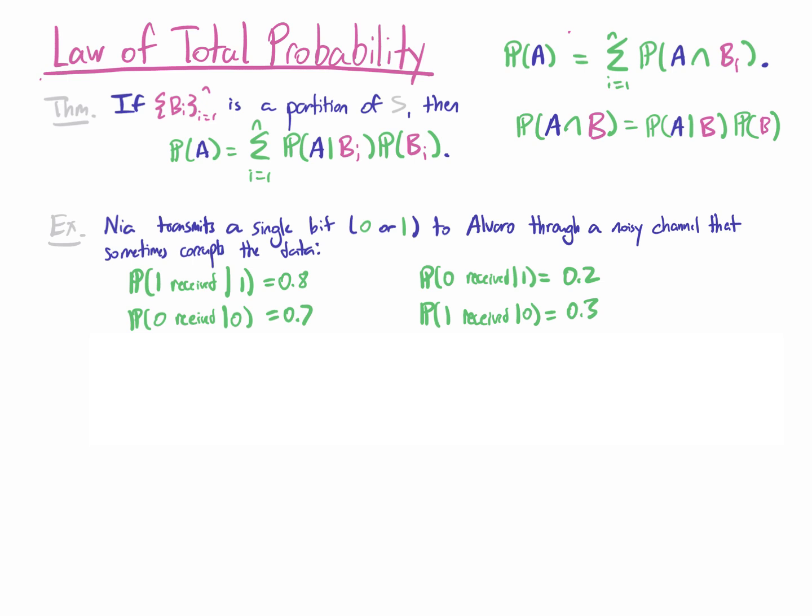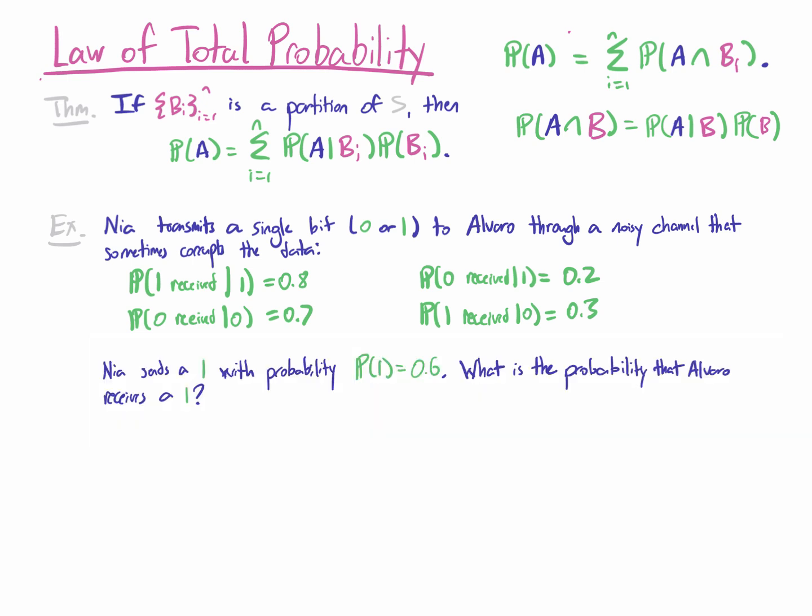So what we want to know, for starters, is the probability that Alvaro receives a 1 from Nia. And for this, we need one more piece of information. We need to know how often Nia wants to send Alvaro a 1. So suppose that Nia sends Alvaro a 1 with probability 60%. So she wakes up in the morning and 3 days out of 5, she decides, okay, I'd like to send Alvaro a 1 today. So what's the probability that Alvaro actually receives a 1?